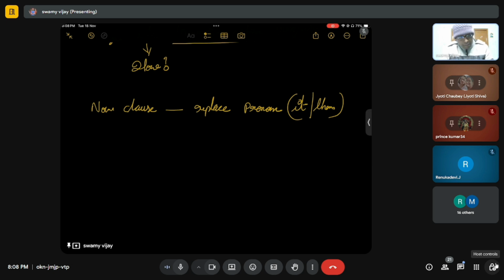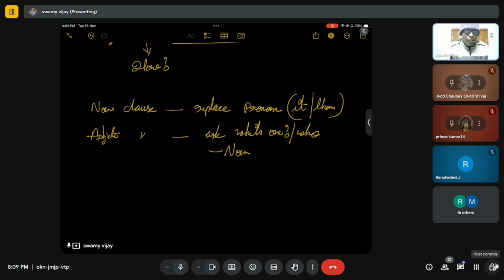And another one is finding an adjective clause. To find an adjective clause, ask which one or who to a noun, not to a verb. You have to ask this question to a noun. The answer comes, and if the answer has a verb, it is an adjective clause. Even if an answer comes, if it doesn't have a verb, then it is an adjective phrase.